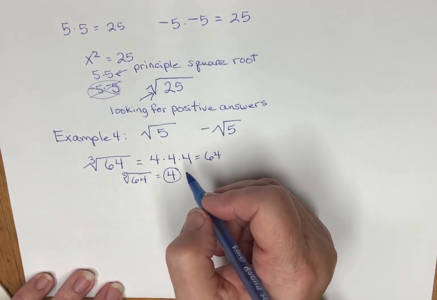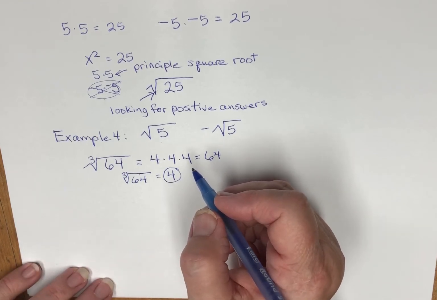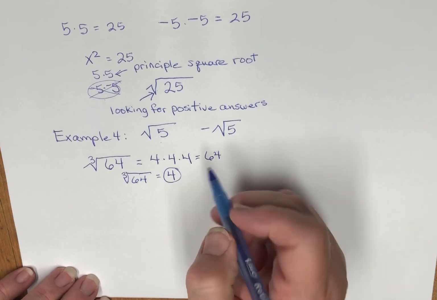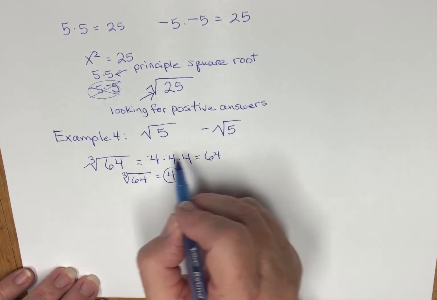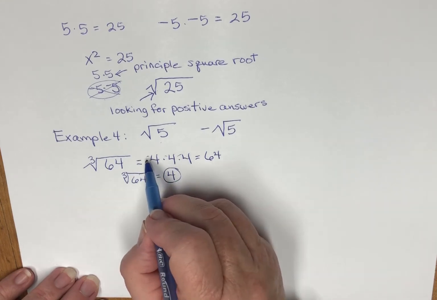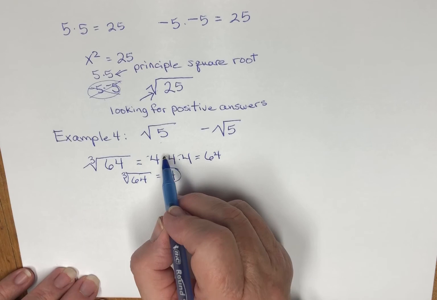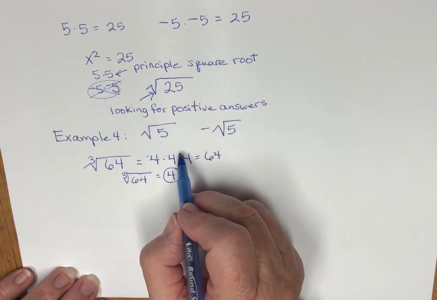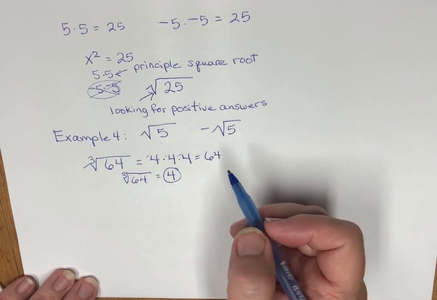Now, would we say that -4 is a cubed root of 64? No, because we're not looking for negative numbers. And if we made all 3 of these negatives, look what happens. 4 times 4 is positive 16. Positive 16 times -4 gives you -64. So a negative won't work there.